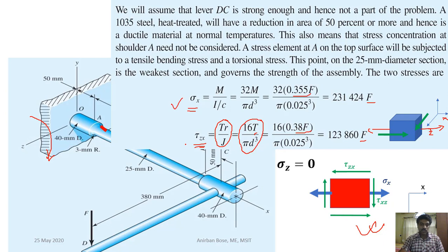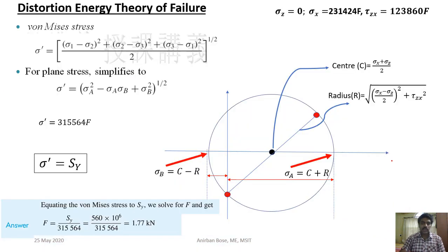So you know sigma x, you know tau zx, you know that sigma z is 0, it is not there, so you can find out now the principal stresses. You know these values, sigma z, sigma x, tau zx, so you can draw the Mohr circle, and from the Mohr circle you can see the center and the radius, so you can find out sigma A and sigma B. So once you know sigma A and sigma B, you can find out the von Mises stress to apply the distortion strain energy theory. It will be of this much.